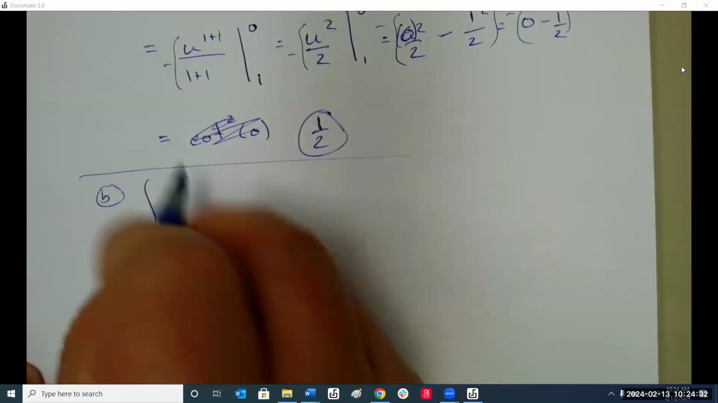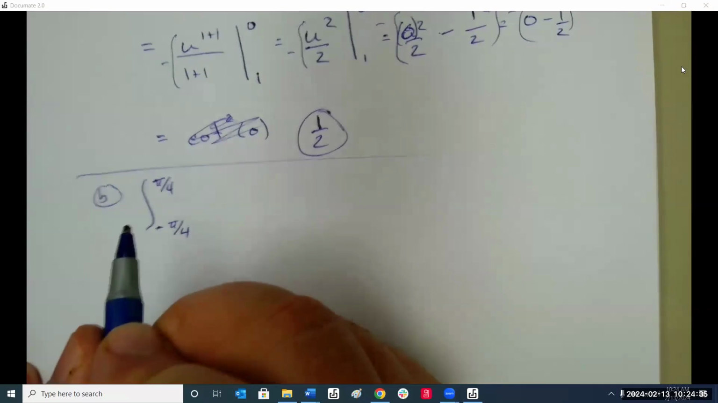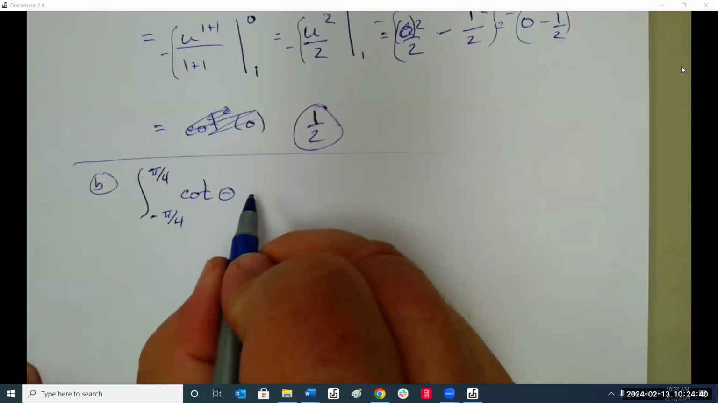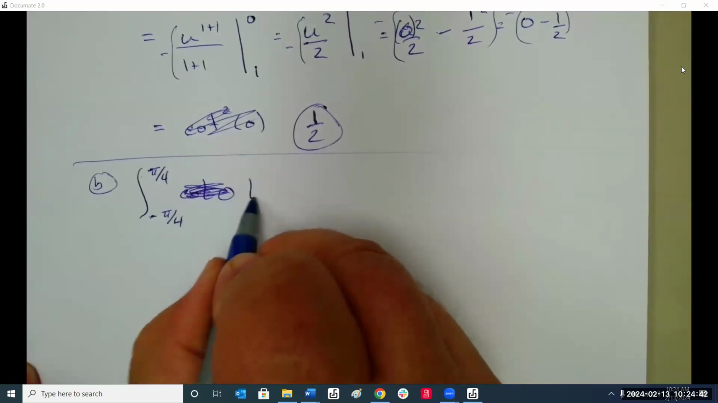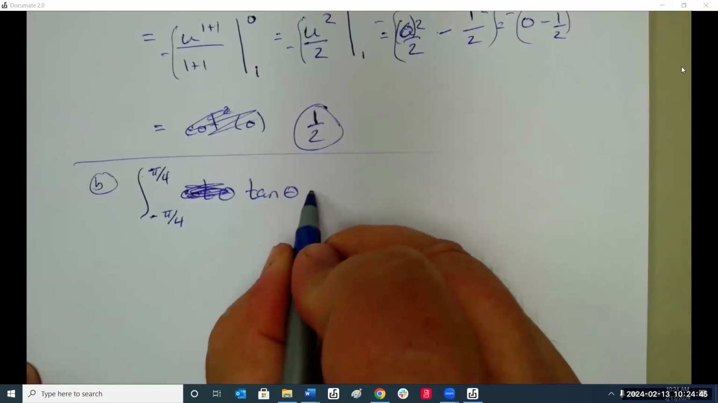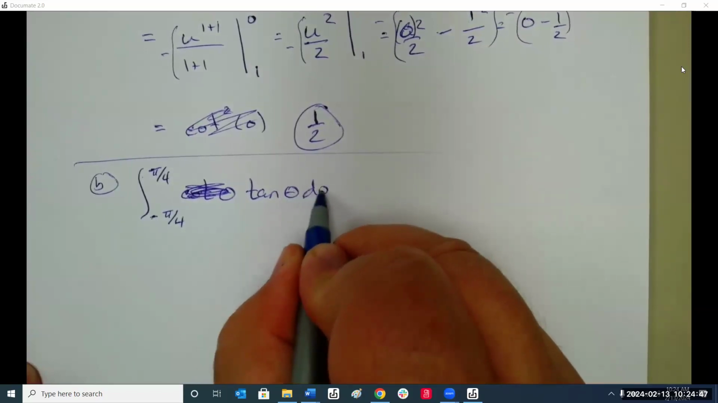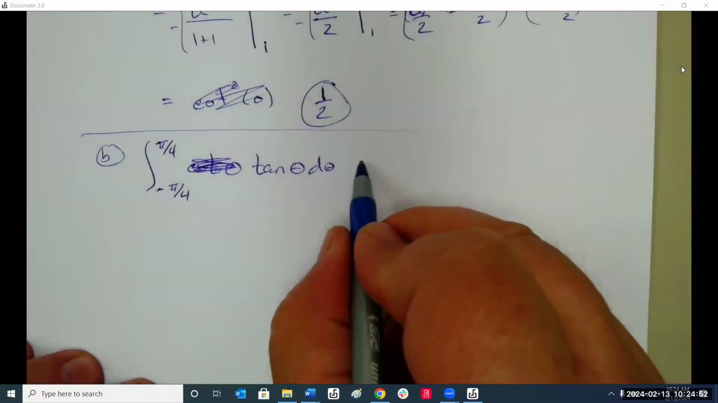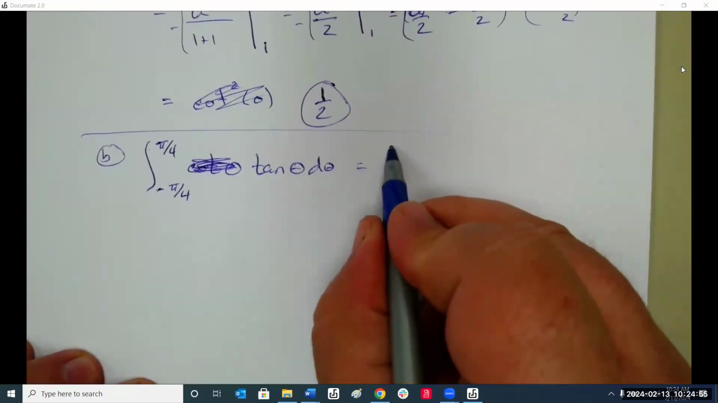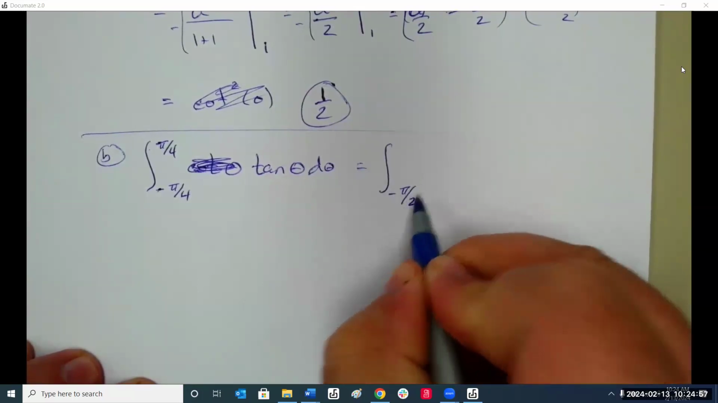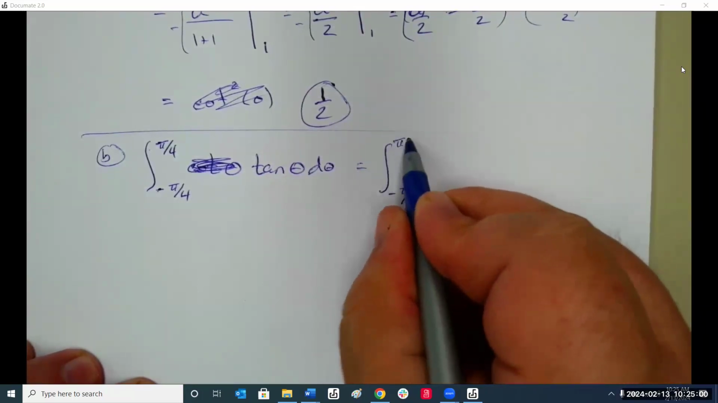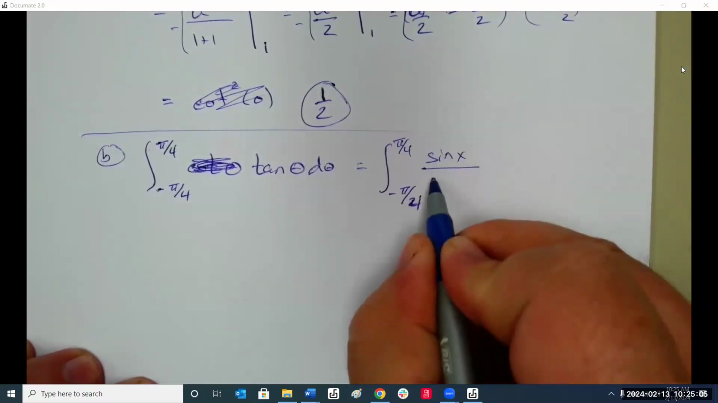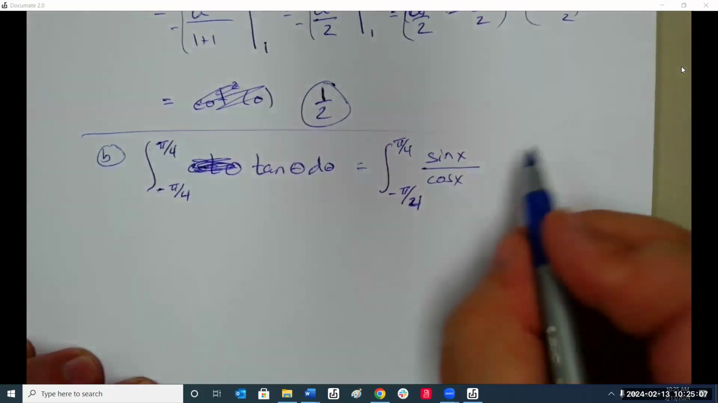Next, the integral from negative pi over 4 to pi over 4 of tangent x dx. Oh well. First thing I want to look at: tangent is sine x over cosine x.